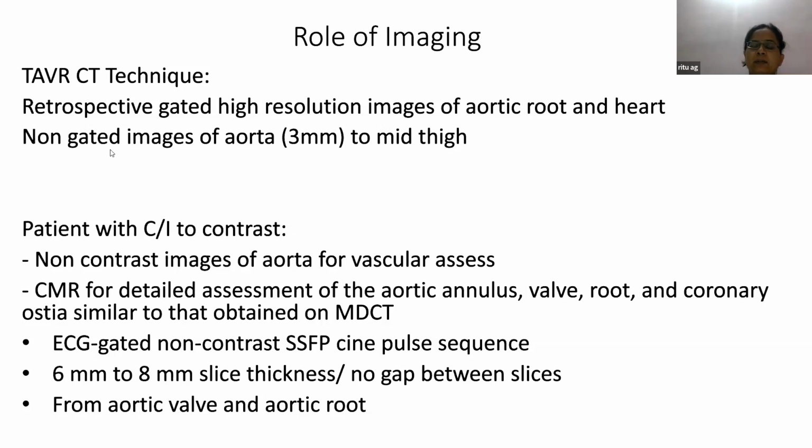And this non-gated images of the aorta helps us to plan the access, which I'm going to show you how to do in the next few slides. Now, if the patient has a contraindication to contrast, if the patient is in renal failure or has some allergic tendencies or some other problems, then what can we do? So what we do then is we do non-contrast images of the aorta.